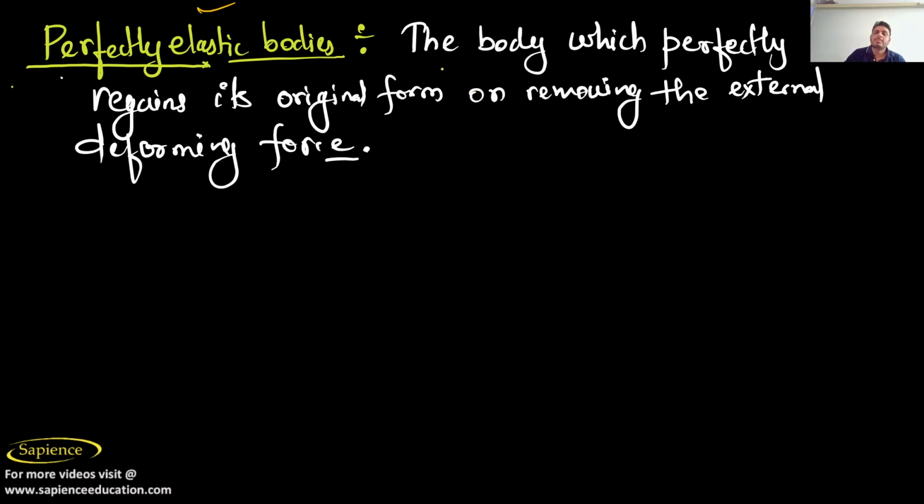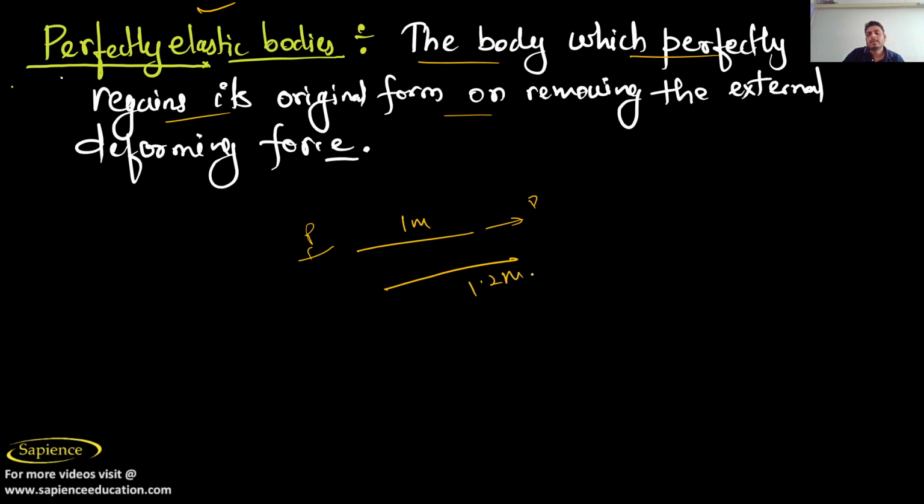Which type of body is known as perfectly elastic? The body which perfectly regains its original shape. For example, this is your 1 meter. When you apply a force on both sides, it will become 1.2 meter. But as soon as you remove the force, what will happen? It will again regain to 1 meter only. So when this happens, it means that this is perfectly elastic.